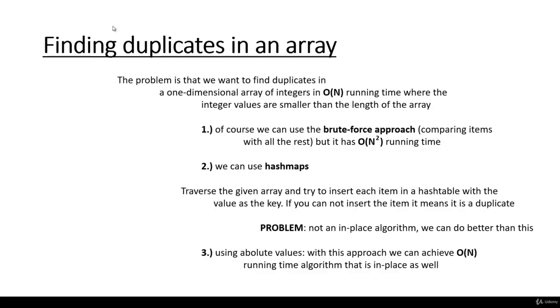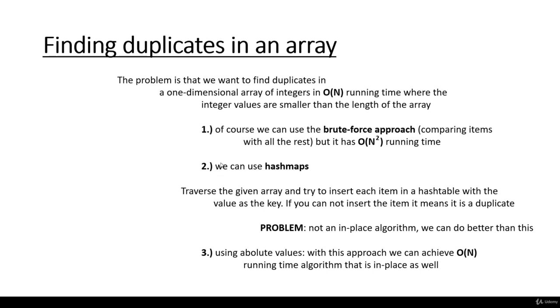Thanks for watching. In this lecture, we are going to talk about another problem, how to find duplicates in a given one-dimensional array. So the problem is that we want to find duplicates in a one-dimensional array of integers in linear running time complexity, where the integer values within this array are smaller than the length of the array. There are several approaches to solve this issue. First of all, we can use the brute force approach, which means comparing all the items with all the rest, but it has O(n squared), so quadratic running time.